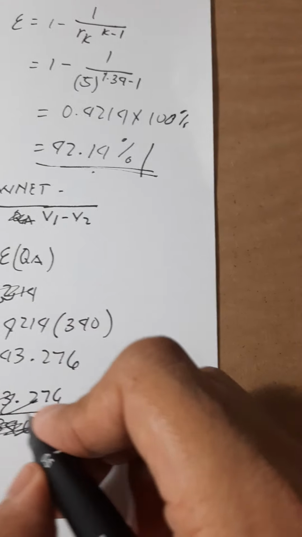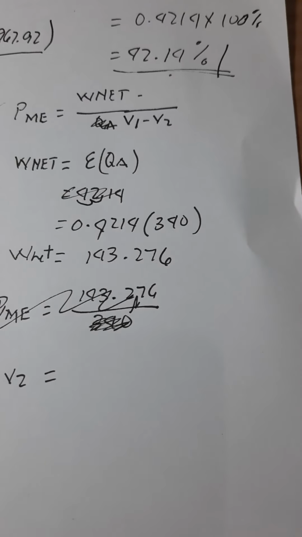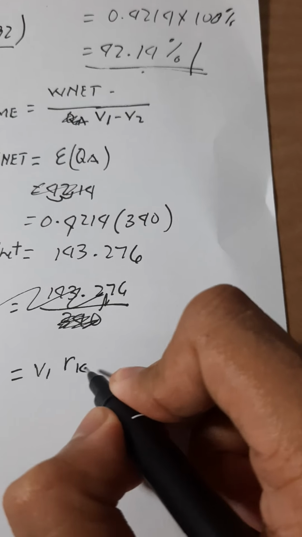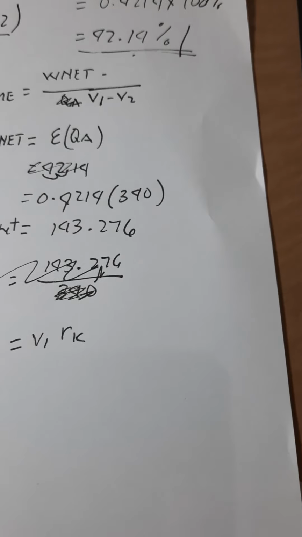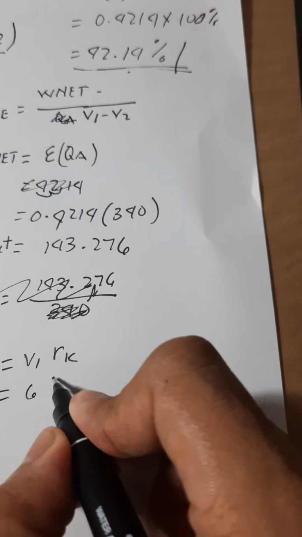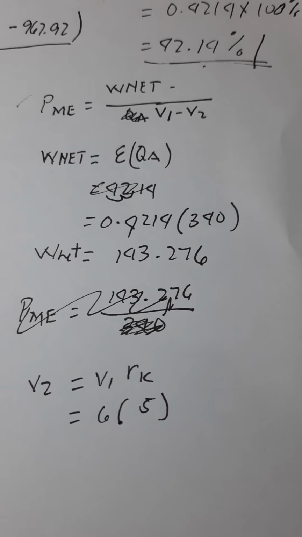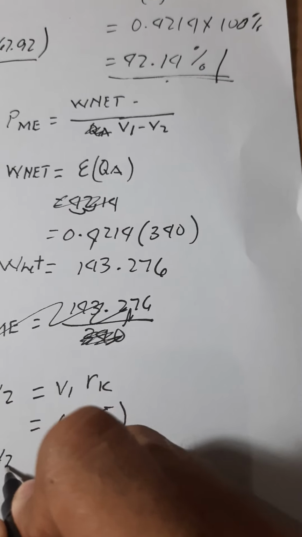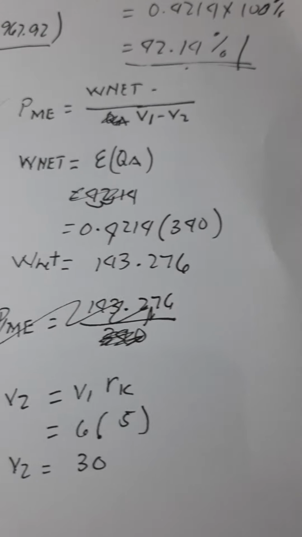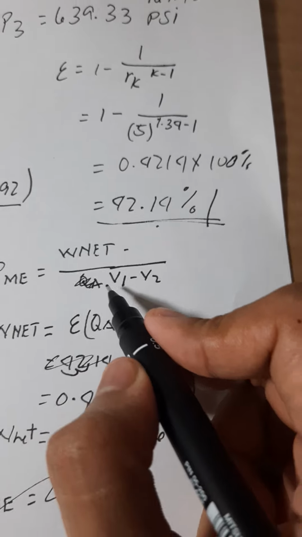So volume 2 is actually V1 times RK. Our V1 is 6 feet times the RK is 5. We have 30. Then we go back to getting the mean effective pressure, which is this.